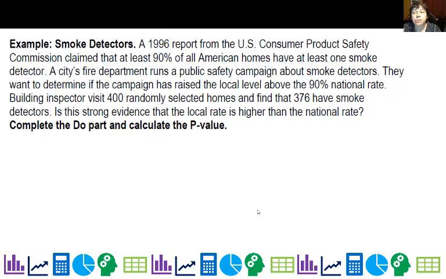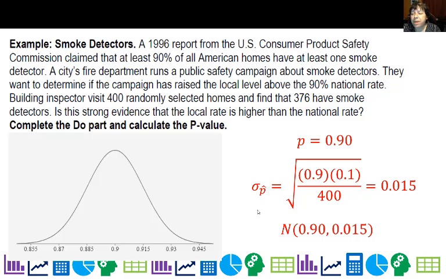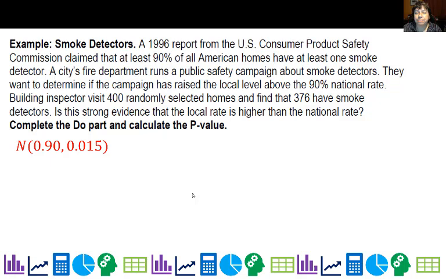So let's go ahead and do the do part and calculate our p-value. So we know the proportion is 0.90. We calculate the standard deviation using the formula, and this is our model. The mean of 0.90 and a standard deviation of 0.015. If I were to fill in the picture here, I know that 68%, 95%, and 99.7% would fall there. So that gives me a nice picture of the model. Now, normally you don't have to do that. So let's go ahead and actually calculate the p-value.